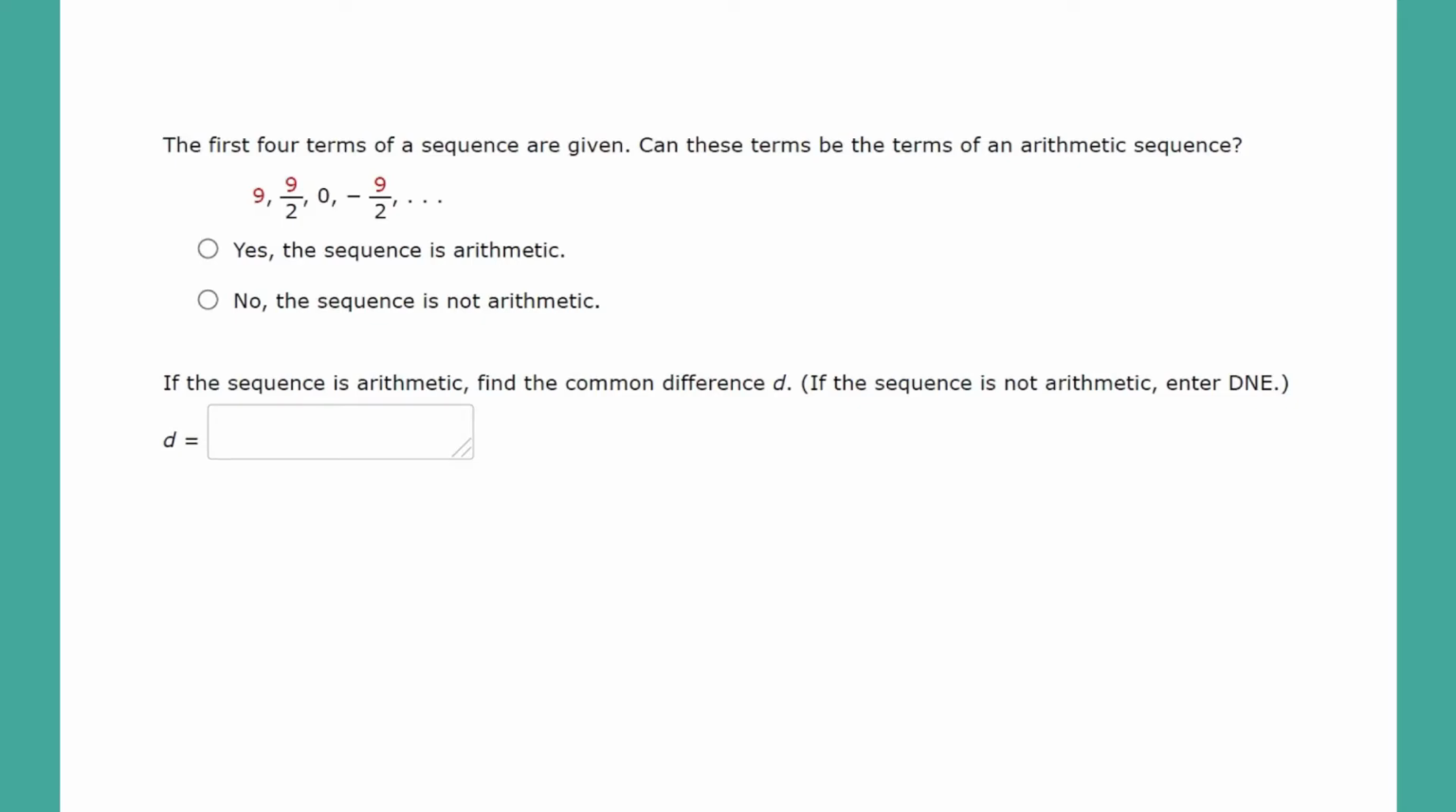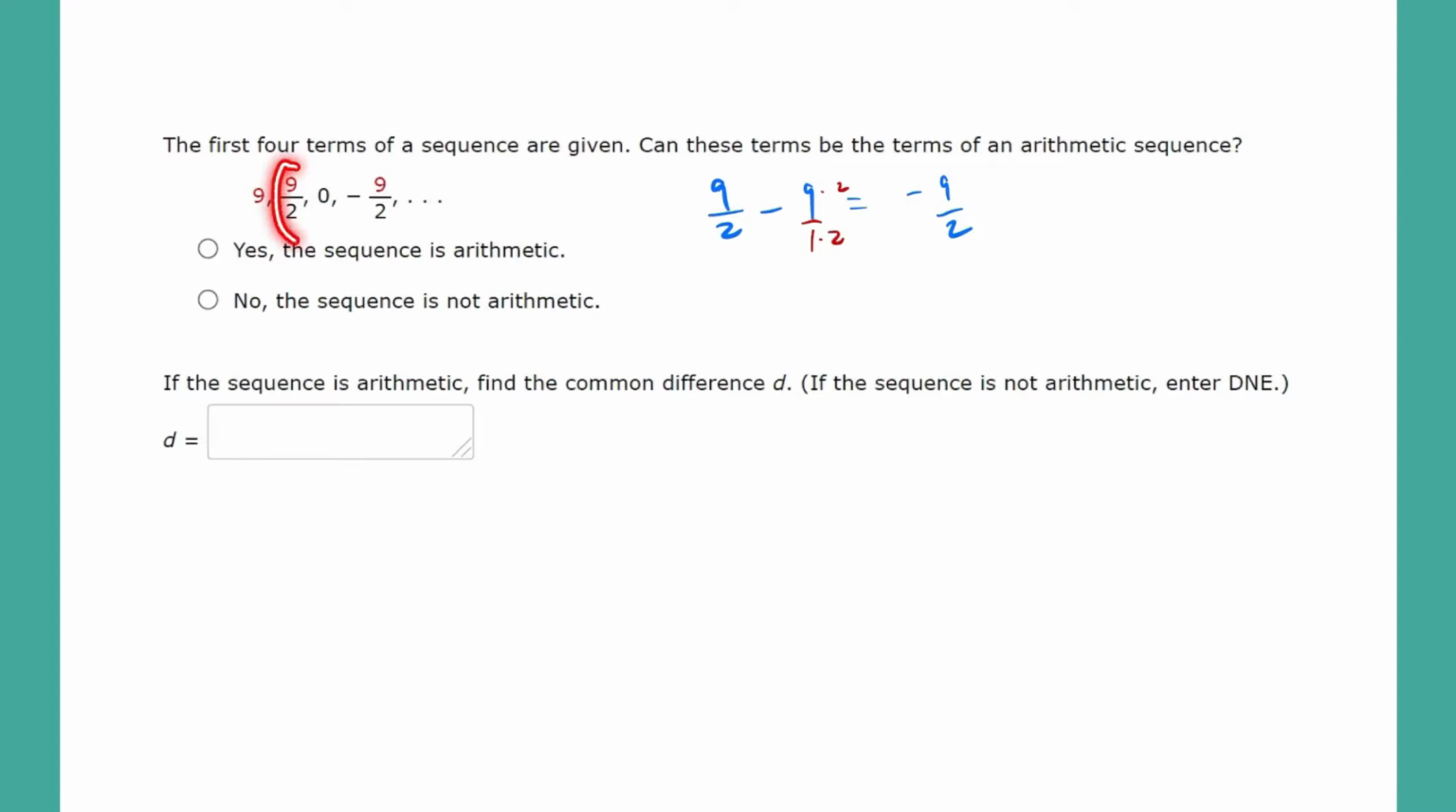Same directions. So let's apply the same thing. We're going to subtract the first from the second. 9 over 2 minus 9. Well, that's really 4.5 minus 9, which, if you get a common denominator, times 2 times 2, is going to be negative 9 over 2. All right, let's check the next one.